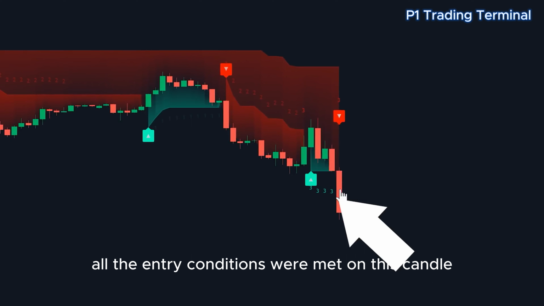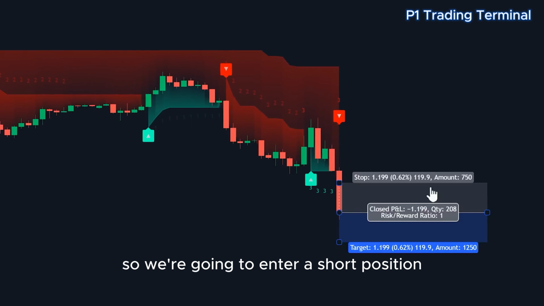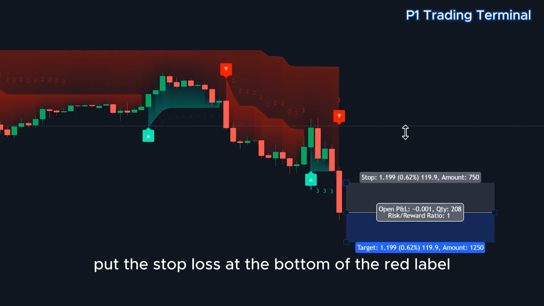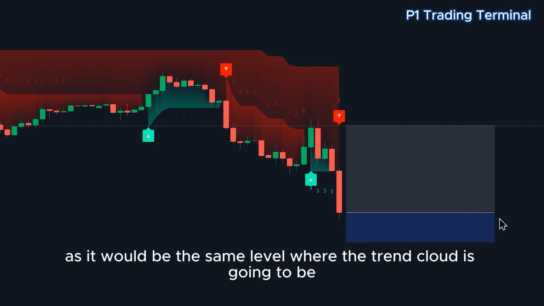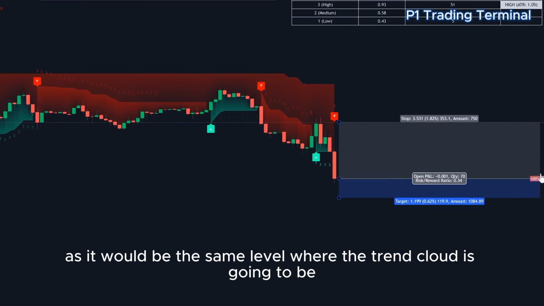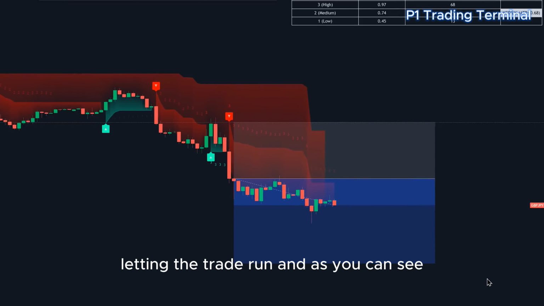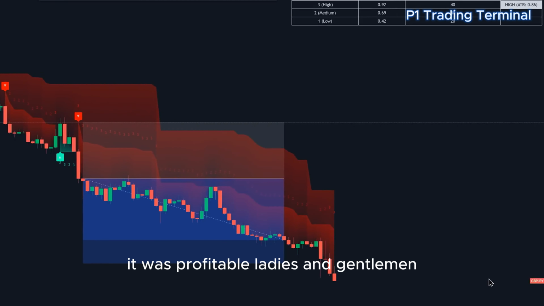All the entry conditions were met on this candle. So we're going to enter a short position. Put the stop loss at the bottom of the red label, as it would be the same level where the trend cloud is going to be. For the take profit, it's going to be set at 1.5 times the risk. Letting the trade run, and as you can see, it was profitable.